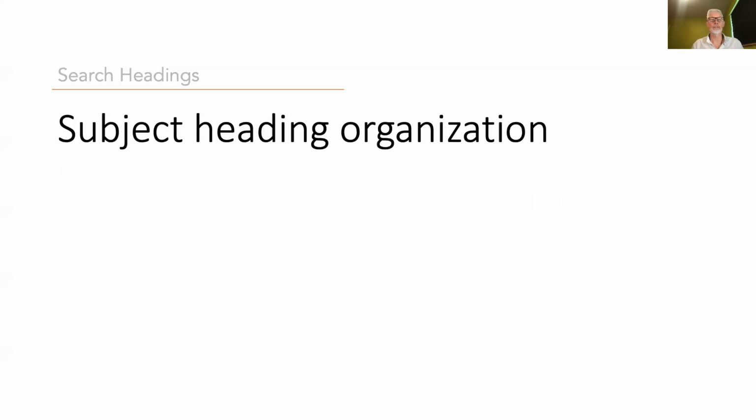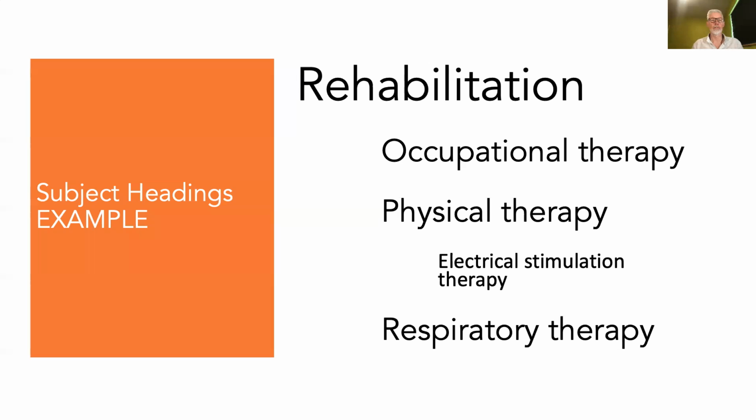So I'm going to talk a little bit about subject heading organization. Here's a very loose example of how subject headings are organized in a database. What you see is that you have rehabilitation. That's a broader concept. Under rehabilitation, you will have other ideas or concepts reflected by the subject headings of, let's say, occupational therapy, physical therapy, etc. And underneath physical therapy, you'll have even more specific concepts that are related to physical therapy, such as electric stimulation therapy. So this is how subject headings are organized in databases.